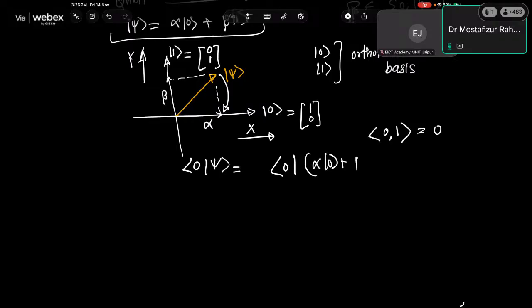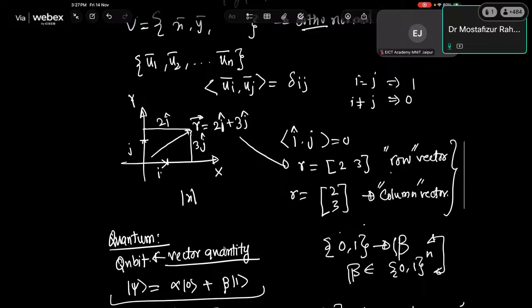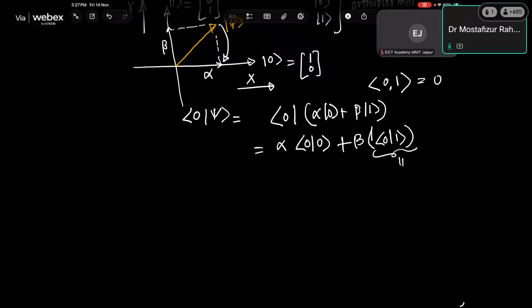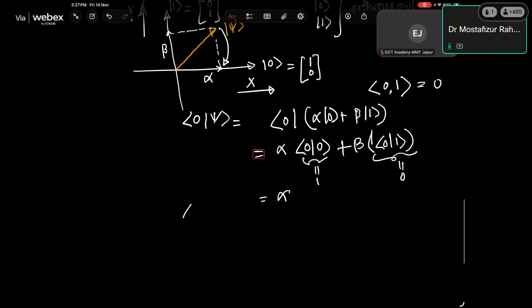Alpha |0> plus beta |1>, right? And this <0|1> will be equal to 0, but <0|0> is the unit, basically the unit vector. From the definition of an orthonormal basis set, you can simply write it as alpha times <0|0> plus beta times <0|1>. So this part is 0, and this part equals 1. So you get alpha, and if you take the square of this, you get alpha square.